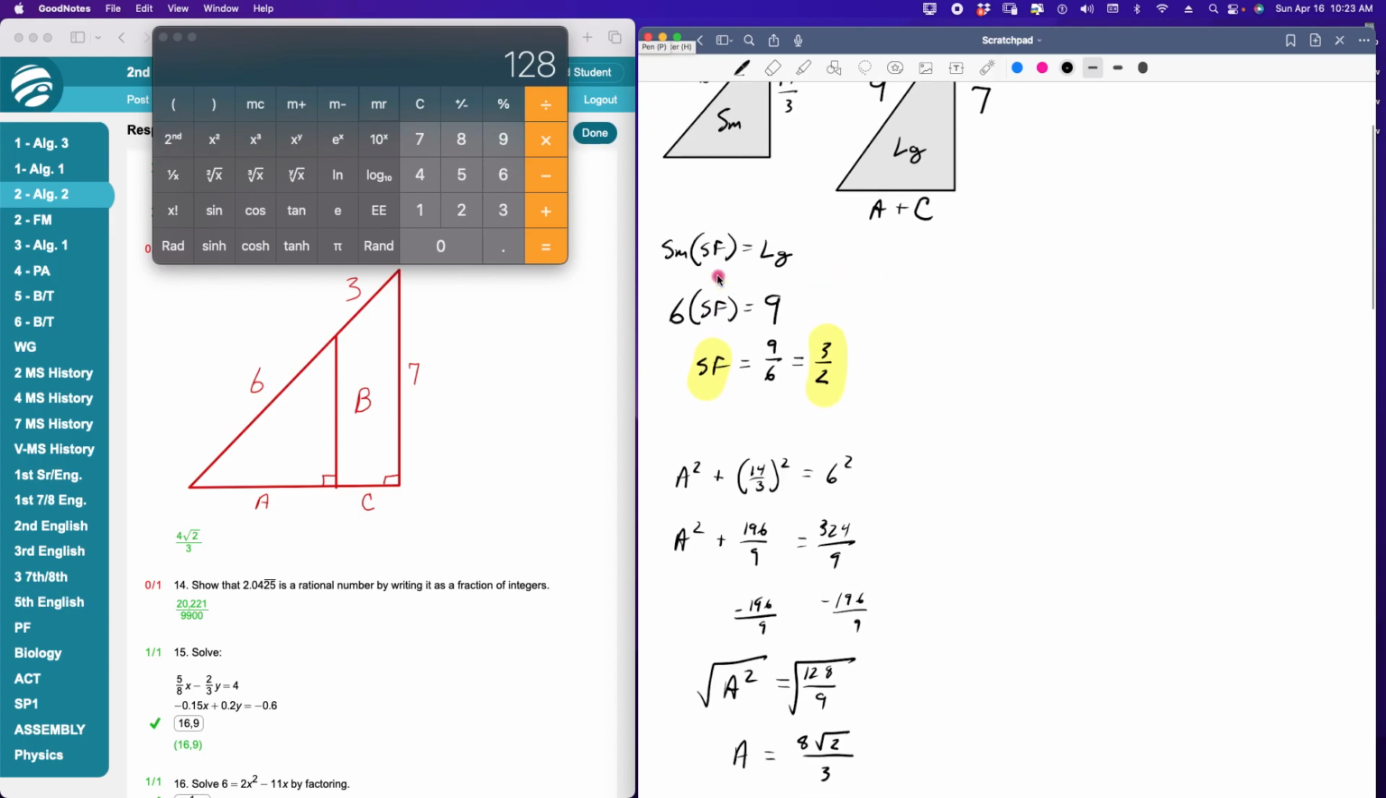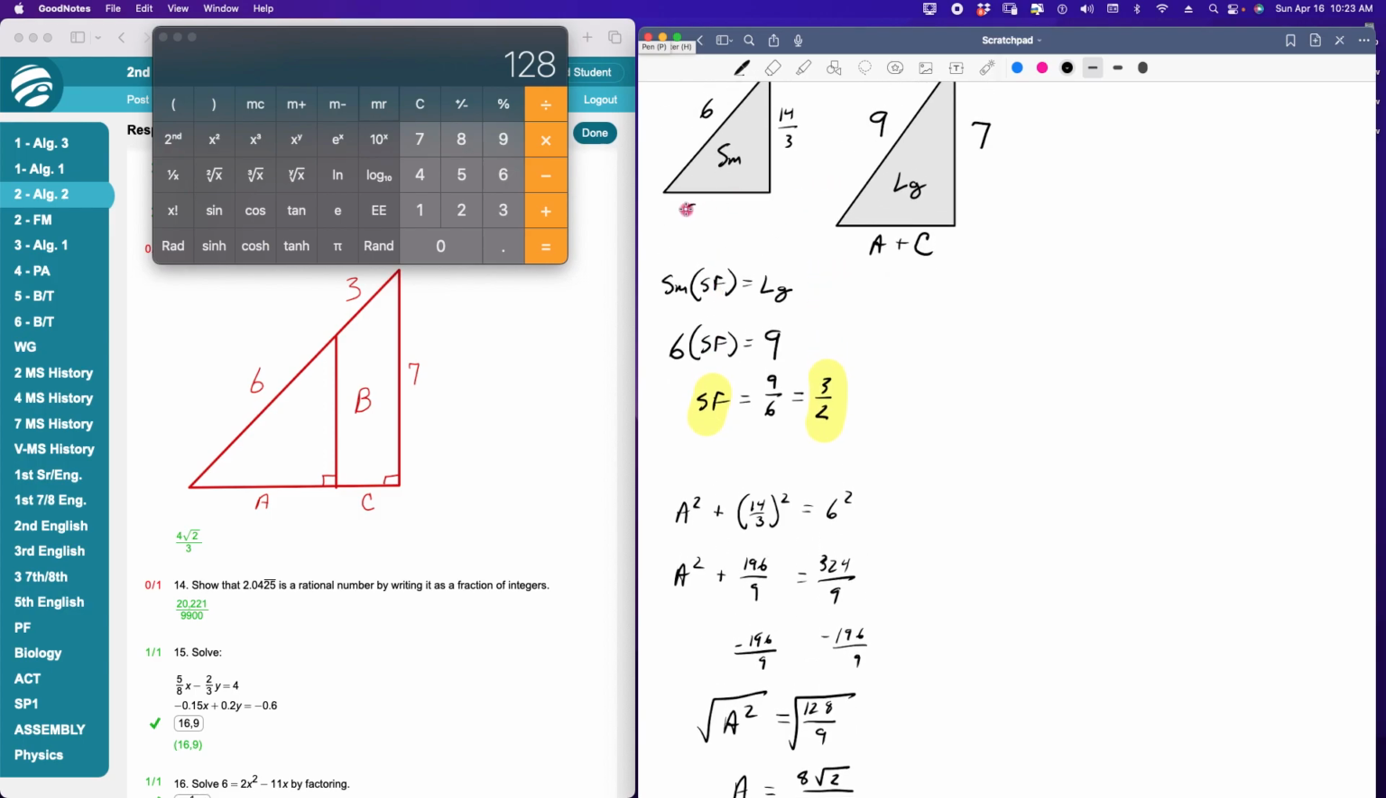So this is going to be 8 times the square root of 2 over 3. And this is going to be 8 times the square root of 2 over 3. So I'm going to use my scale factor to solve this right here. So the small one times the scale factor of 3 over 2 is equal to the big one, right? Or the large one, not b. That's why I use the large one. That's our formula for scale factor.